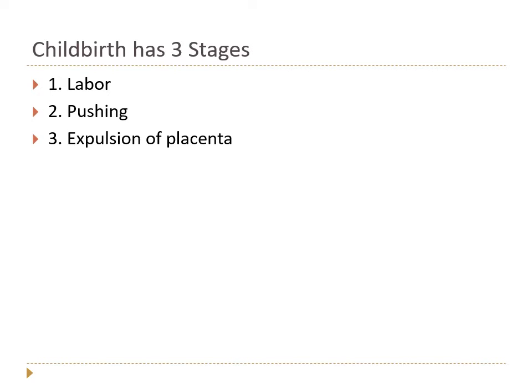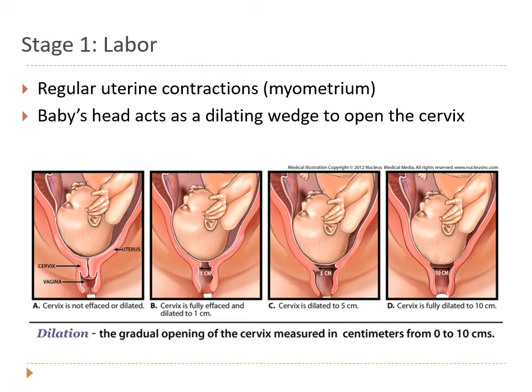So childbirth itself in humans has 3 stages. We're going to go through them one by one, but the first is labor. The second is pushing, also called fetal expulsion, right? Getting the baby or the fetus out. And then the third one is the delivery of the placenta or expulsion of the placenta. So our first stage is labor.